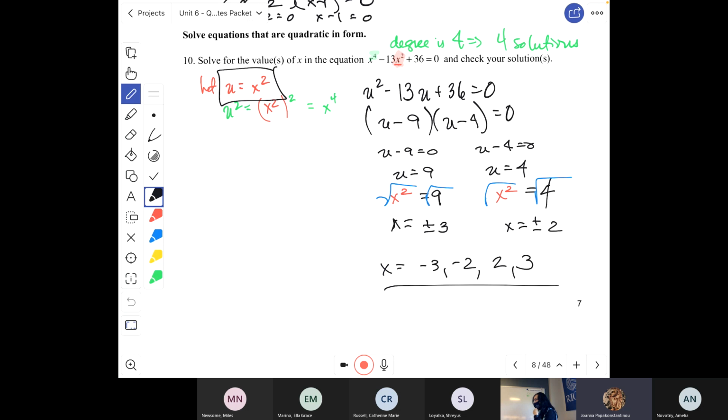Look how many values I have of x. Well, we said the degree was 4. I have 4 solutions. Of course, you'd want to check it, but we're not going to get anything that's going to cause any problems. So that is our solution set. Do you see why?